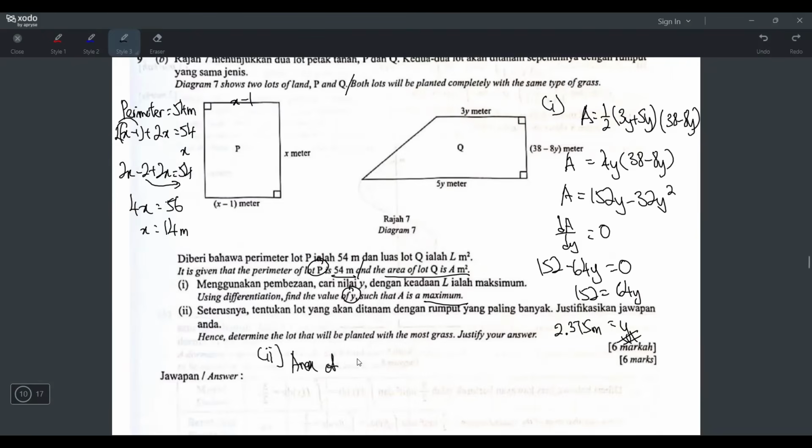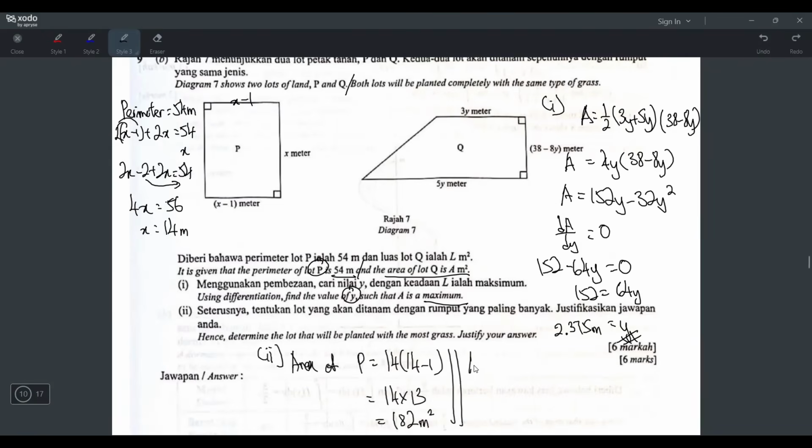Okay, let's find the area of P. Okay. So the area of P will be x times x minus 1, but the x is 14, right? So yeah, it's good that I did this by myself just now. Okay. All right, so x times x minus 1, which is 14 multiply with 14 minus 1. Okay. And then you will get 14 times 13, and you will get 182. And write the unit meter square.